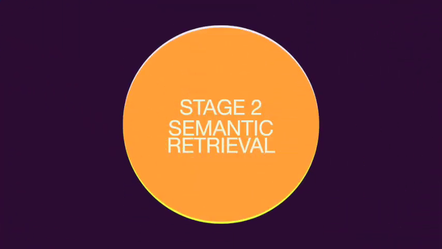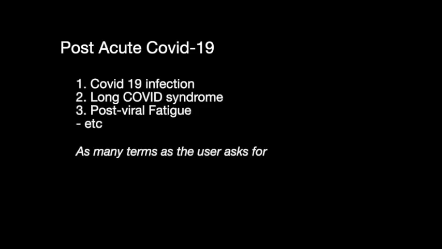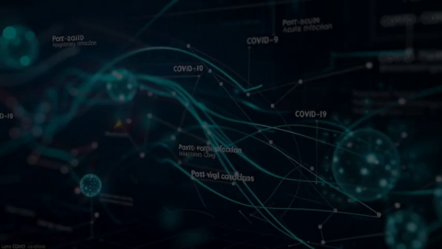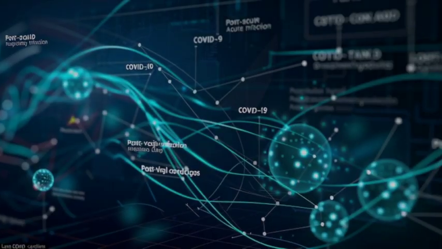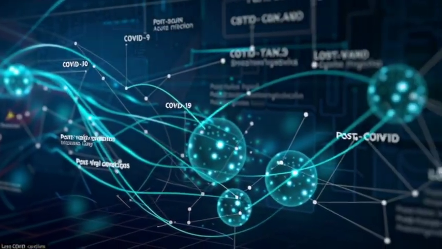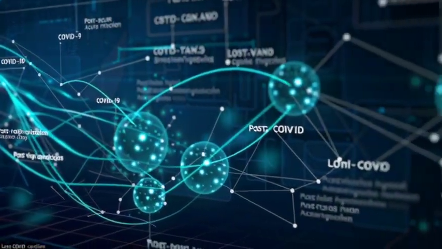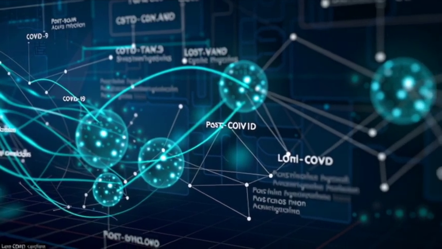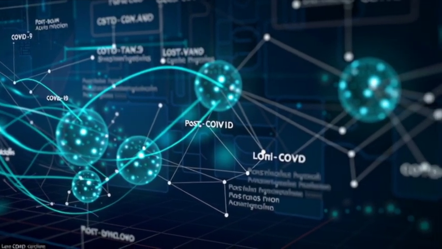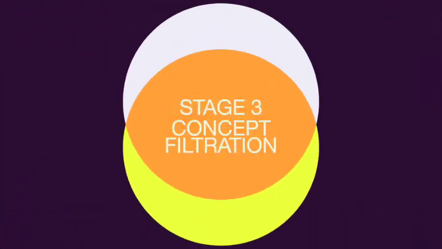Stage 2. Semantic retrieval. Using the harmonized term, the system searches a database of OMOP concepts to find the most similar ones. It retrieves a user-defined number of candidate concepts, for example, the top 10 or 20. To improve understanding, it also looks at the knowledge graph of OMOP concepts, exploring each candidate's family tree, parents, siblings, children, and related terms.